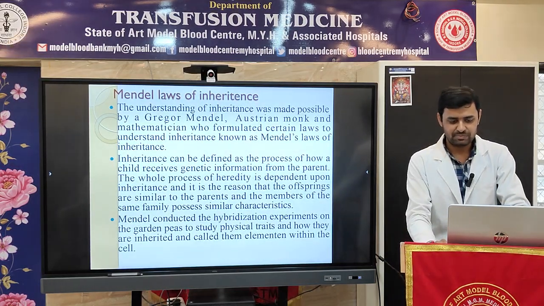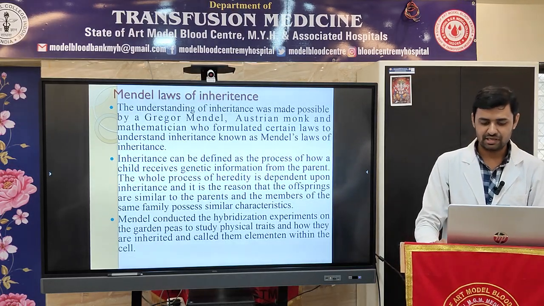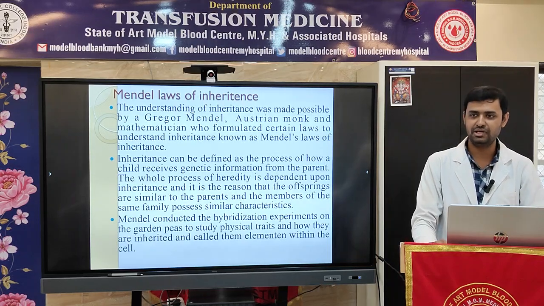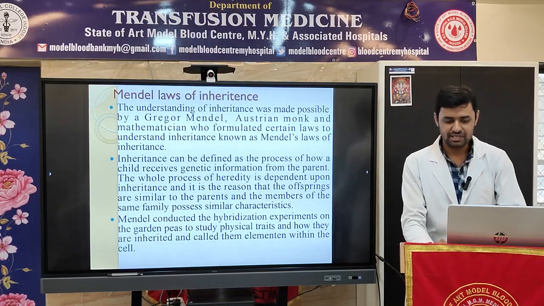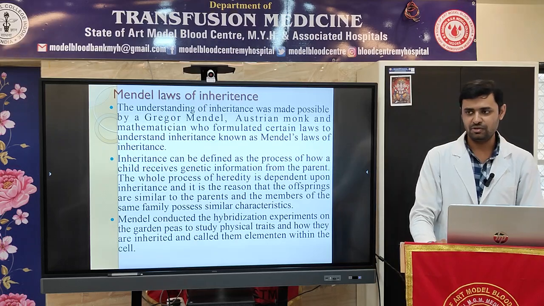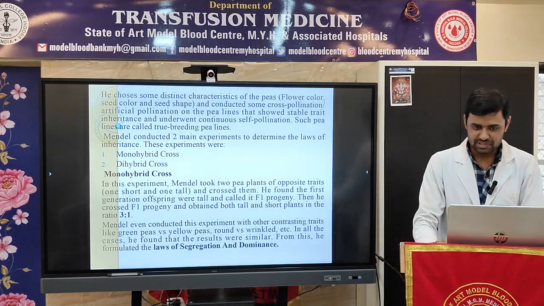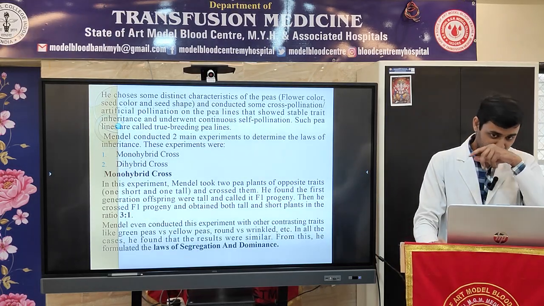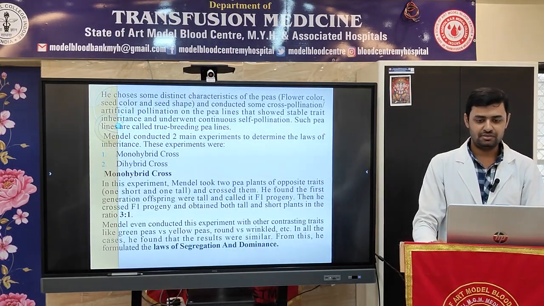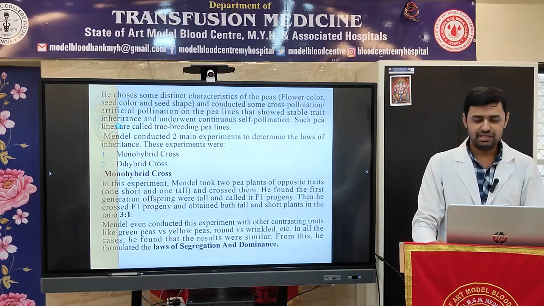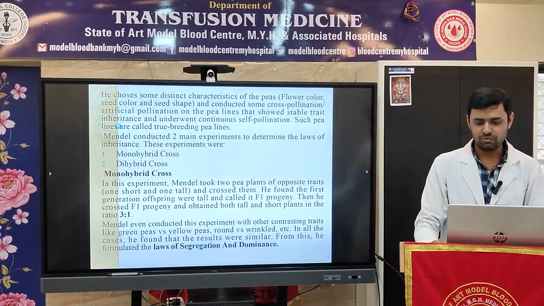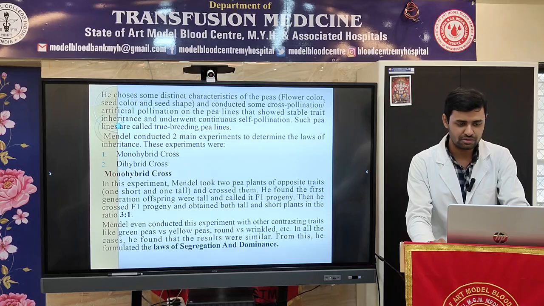Mendel conducted hybridization experiments on garden peas to study physical traits and how they are inherited, which he called elements within the cell, which is actually a gene. It is a gene which is present in chromosome in the nucleus of the cell. He chose distinct characteristics of peas like flower color, seed, and he conducted cross pollination of pea lines to see the lineage in pea families. He conducted two main experiments: monohybrid cross and dihybrid cross.